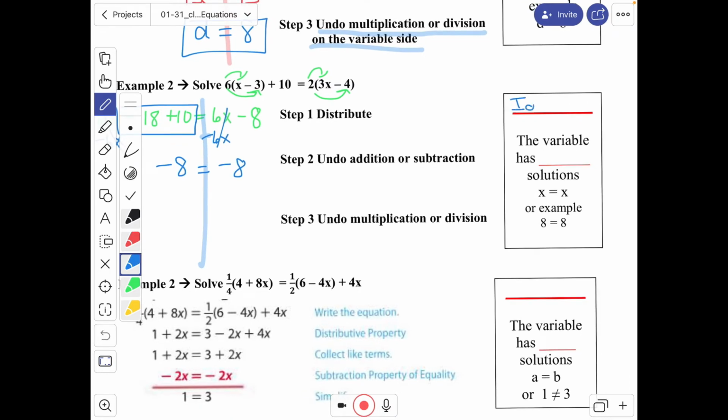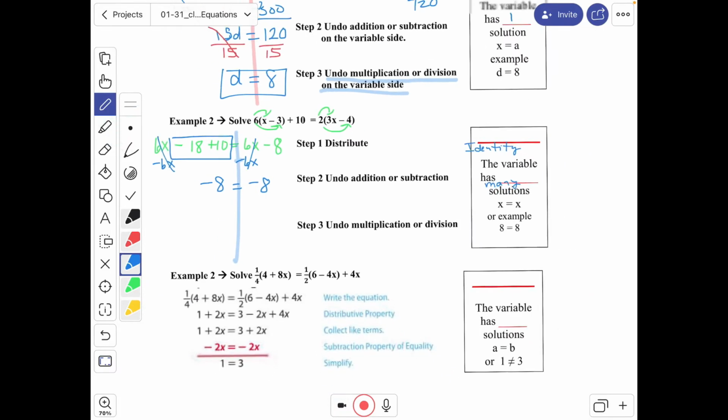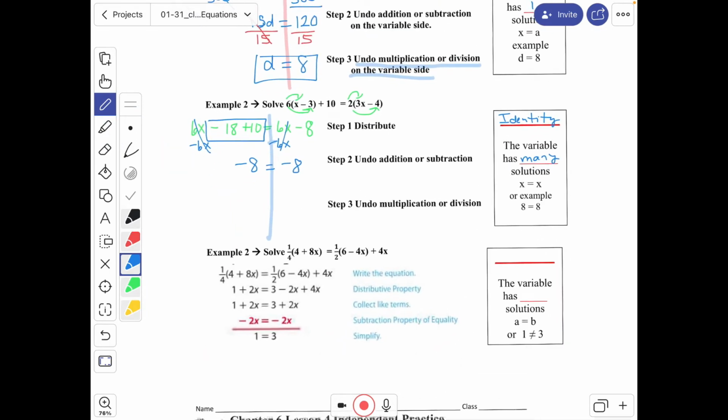That is called identity. The variable has many solutions. So we could plug in lots of different numbers and it would be true. So that equation has multiple solutions when it comes out like that. Or sometimes it may come out as x equals x, and that again means that there are many solutions.